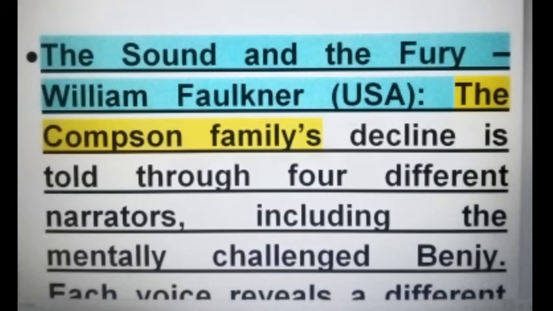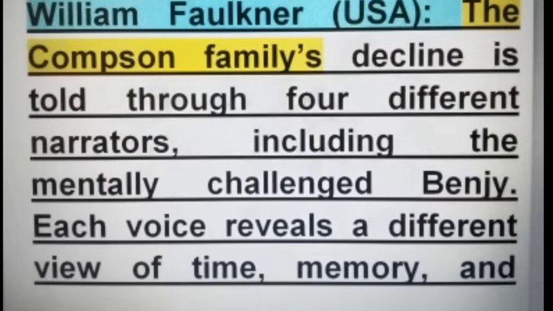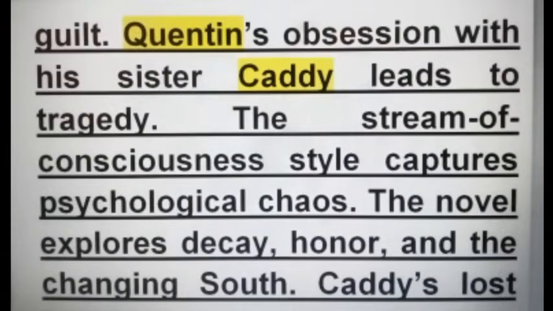The next book is from USA, that is William Faulkner's work, The Sound and the Fury. The Compson family's decline is told through 4 different narrators, including the mentally challenged Benji. Each voice reveals a different view of time, memory, and guilt. Quentin's obsession with his sister, Caddy, leads to tragedy. The stream of consciousness style captures psychological chaos.